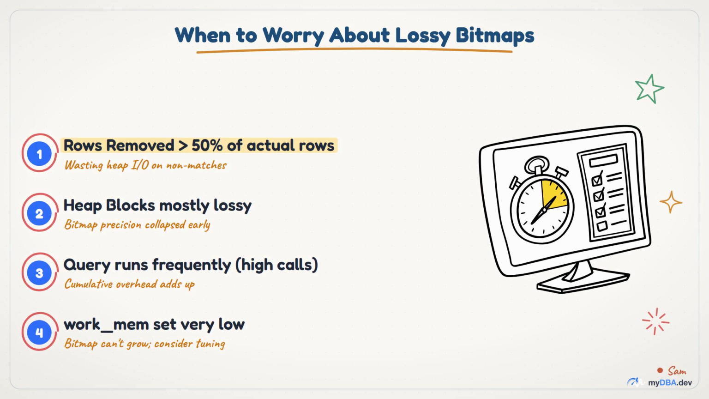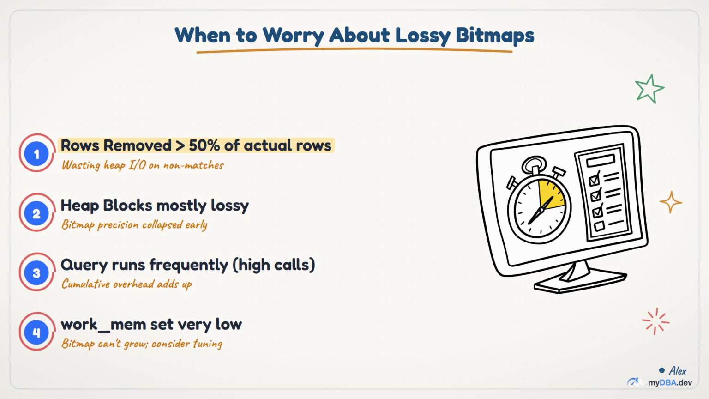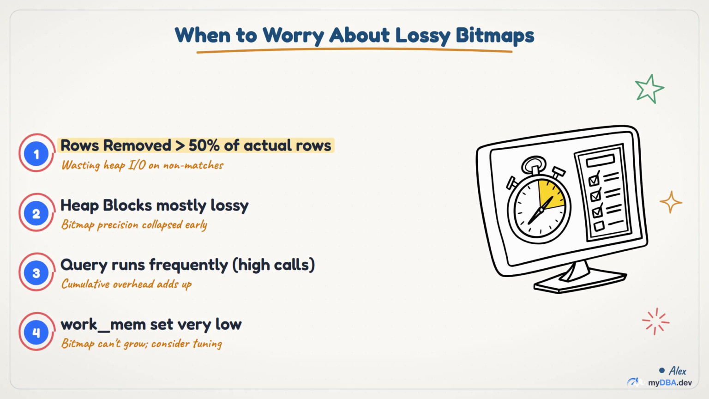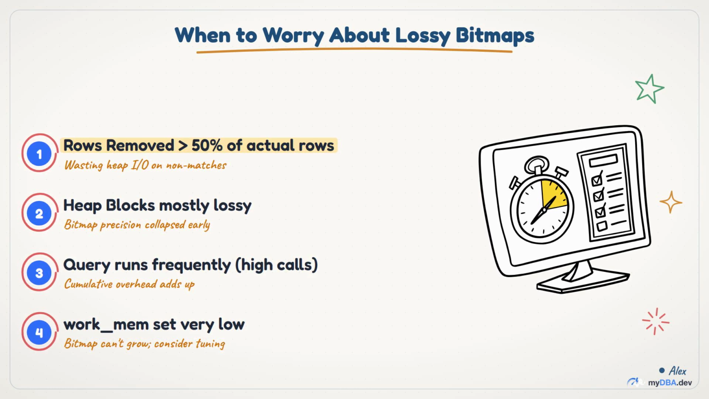So it's context dependent. Not every lossy bitmap is a problem. Always. A few thousand rows removed on a one-off report query? Fine. 50,000 rows removed on a query that runs every second? That's a tuning opportunity. You need to look at the workload, not just the plan.